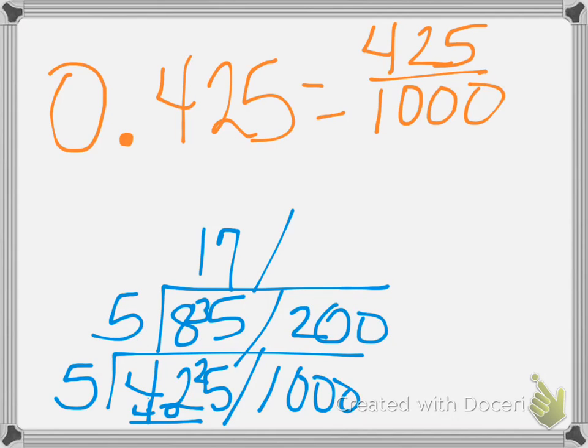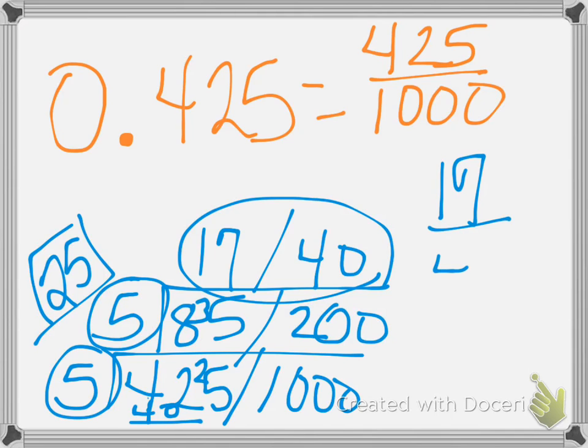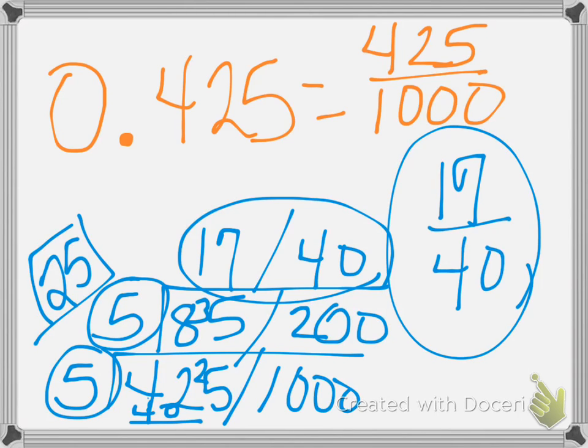And 5 can go into 200 40 times. So if I ever wanted to know the greatest common factor of these two, it's 5 times 5, which is 25. But my simplified fraction is 17/40. Good job. Keep studying. Be ready for your test.